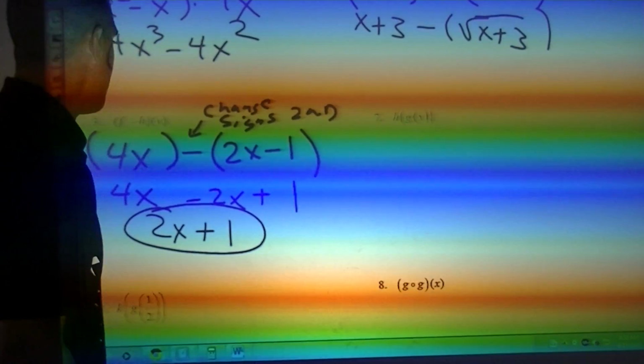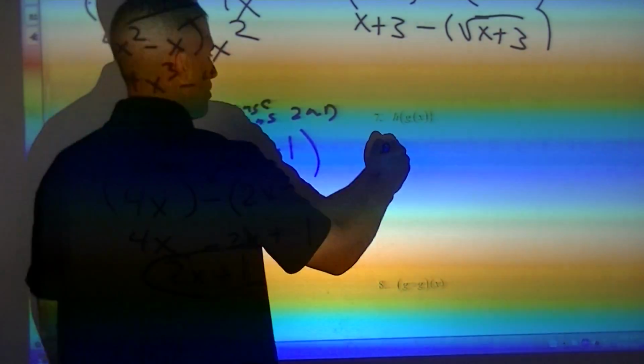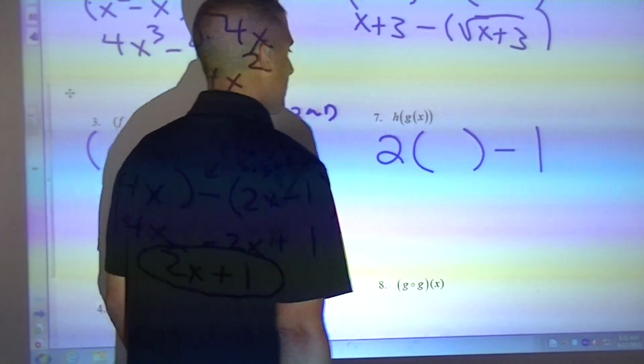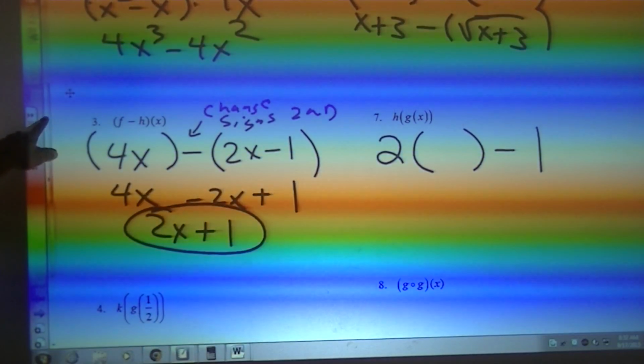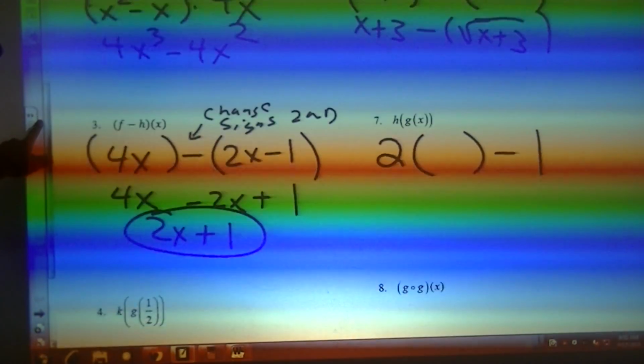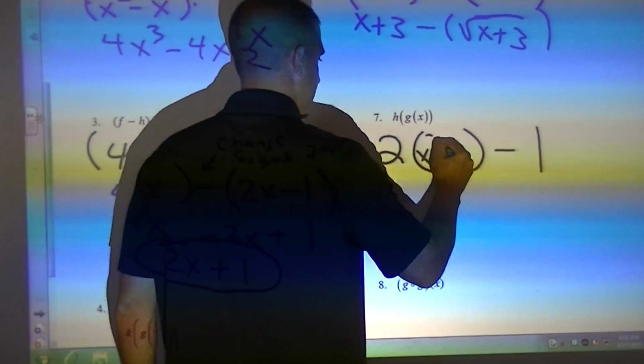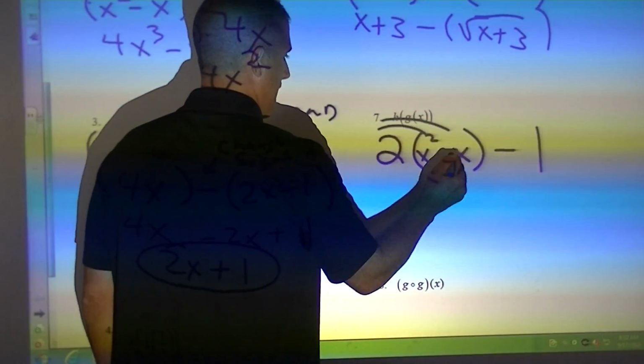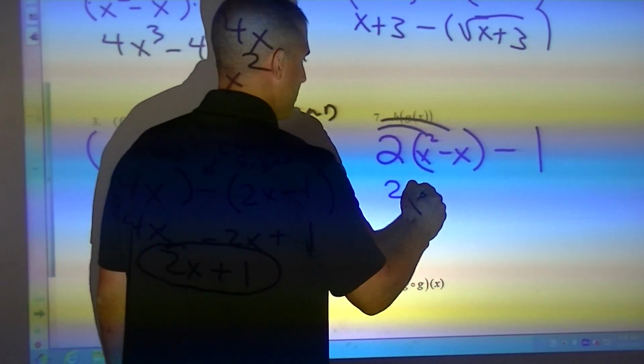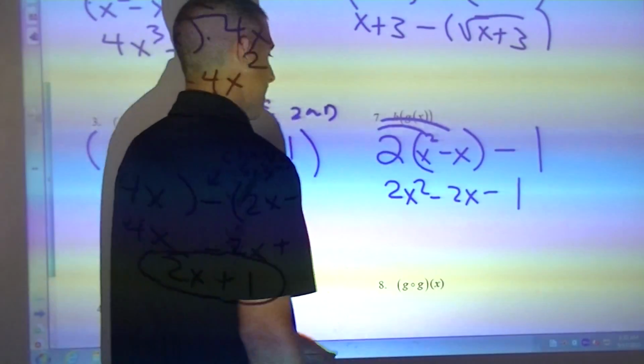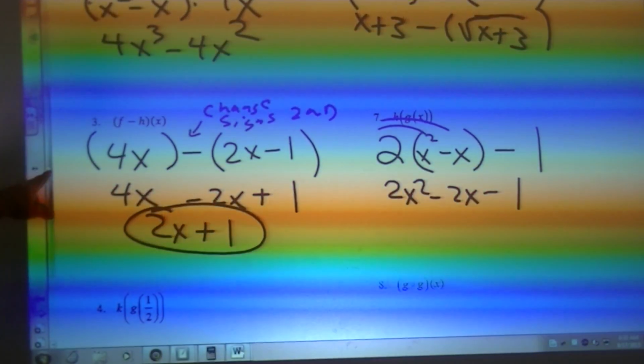H of g of x. So the h function is 2x minus 1. I'm just going to get rid of the x. Now I'm going to fill in the g function. G function is x squared minus x. Since there's an x here, I'm just going to distribute that and see if I can combine like terms, which that's all I can do.